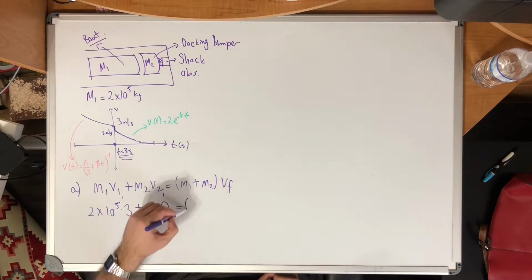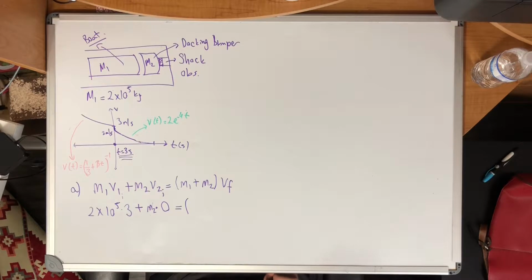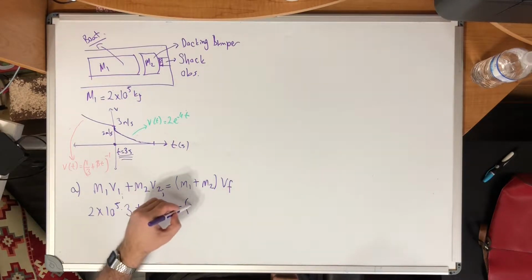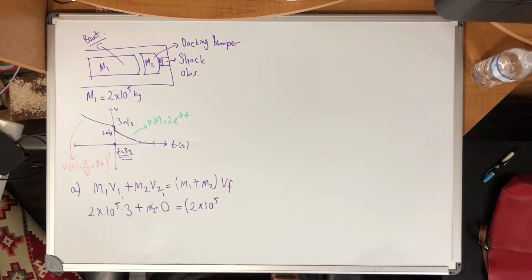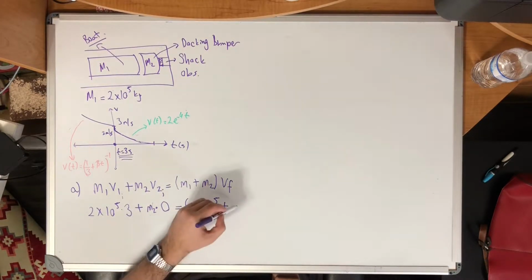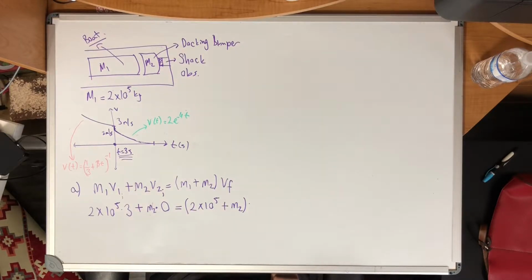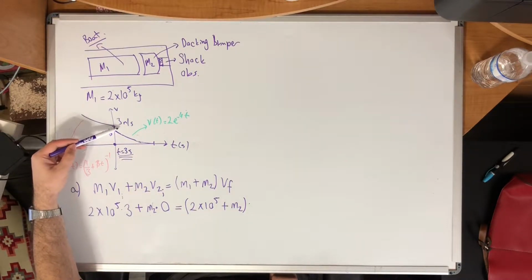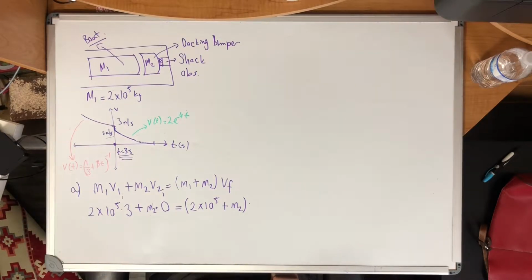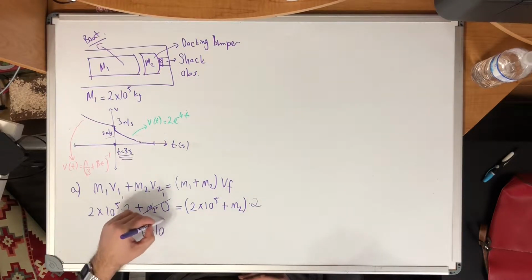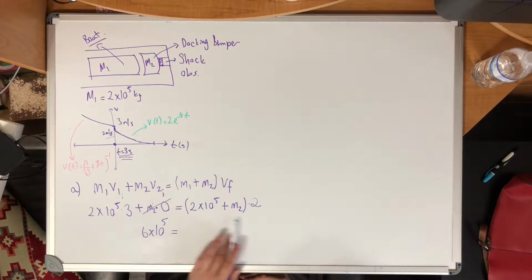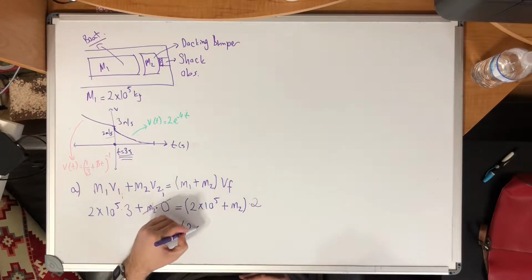times 0, and m1 plus m2. We do not know m2, but we know the boat is 2 times 10 to the power 5 plus m2 unknown, and v final. They tell us they were going with 3 meters per second, and after the hit they are going with 2 meters per second, so my common velocity is going to be 2. Once you do the math over here, this is going to cancel out. 2 times 3, so that's 6 times 10 to the power of 5, and that's equal to what? I would like to keep this as it is right now, and you will see why.